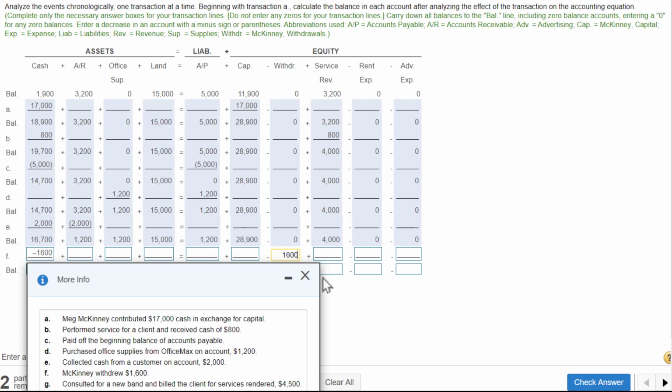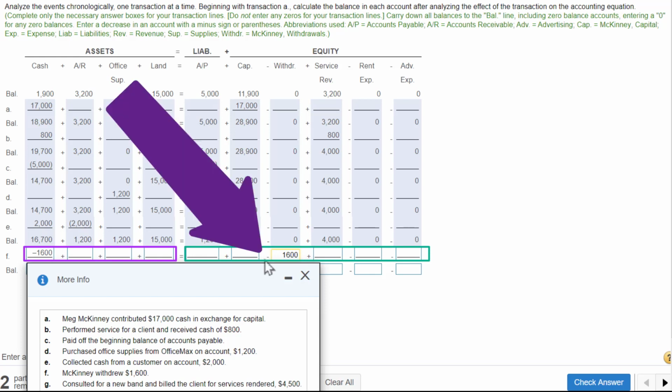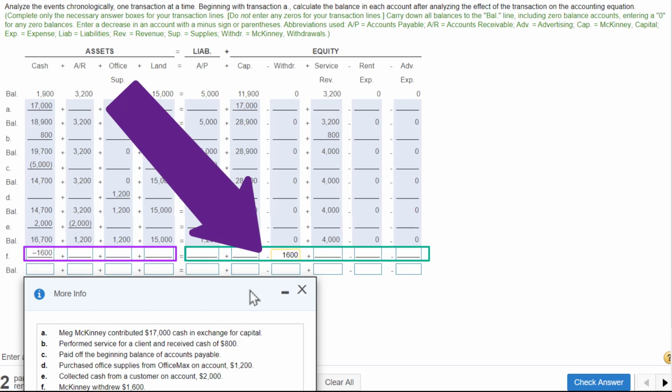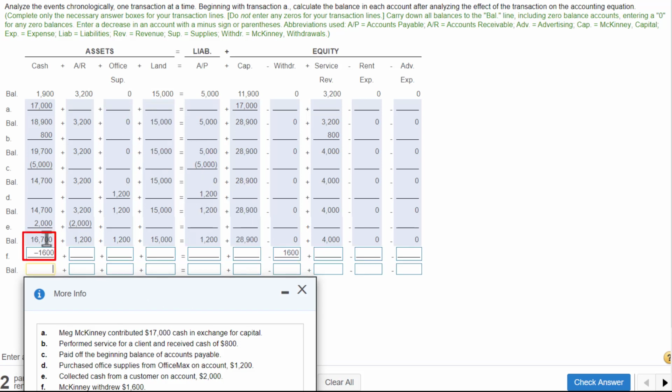So double check. What do we have on the left side? Minus 1,600. On the right side, we have minus, notice the negative sign, 1,600. So it balances. Now we have to figure out our balance totals. 16,700 of cash. We took out 1,600. Our new balance is 15,100.